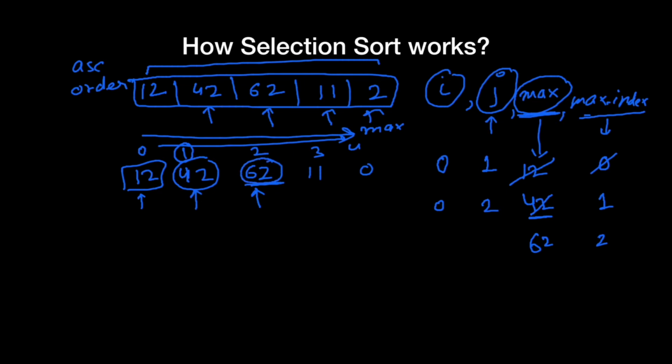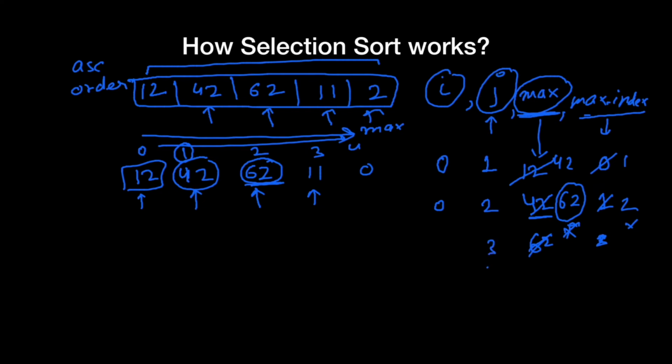So this is replaced. Now we move to the next element, which is 11. Again, we'll compare. Our max contains 62, and 11 is smaller. So this time we do not need to replace because our max is already larger than the current element we are at. So there would be no change in max and no change in the max index. And we'll move to the next pointer.